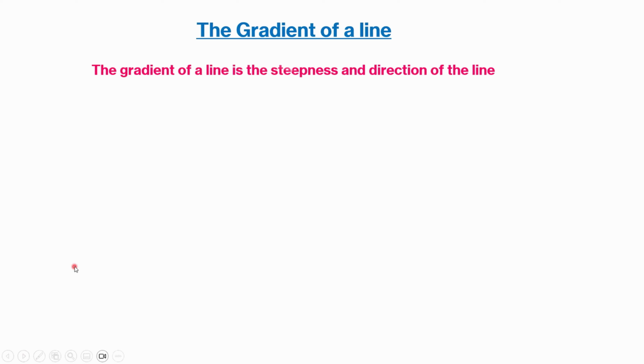In this video, we will learn about the gradient of a line. The gradient of a line is the steepness and the direction of the line. Let's first speak about the steepness of the line. Here we have three different lines.